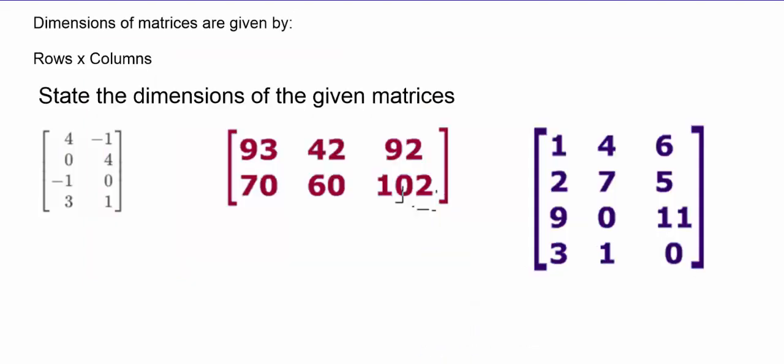Now, again, we talk about this row by column type of understanding of dimensions. And if we want to know the row by column here, we take the rows, which are like bleacher rows. So there's 4 of those here. Columns, like columns in the front of a big house, by 2. This is a 2 by 3. And this guy, 4 rows and 3 columns.